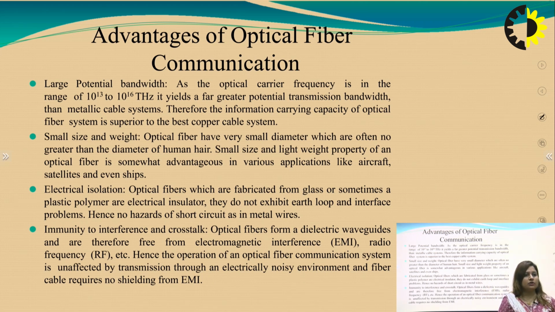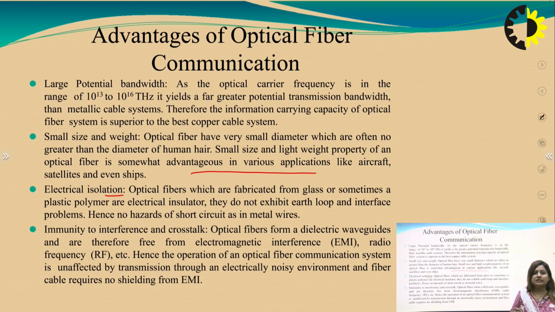Small size and weight: optical fiber has a very small diameter, equal to the diameter of a human hair. The small size and lightweight property of an optical fiber is advantageous in various applications like aircraft, satellites, and even ships. Electrical isolation is the third advantage. Optical fibers, which are fabricated from glass or sometimes plastic polymer, are electrical insulators. They do not exhibit earth loop and interface problems. Hence, there are no hazards of short circuit as in metal wires.